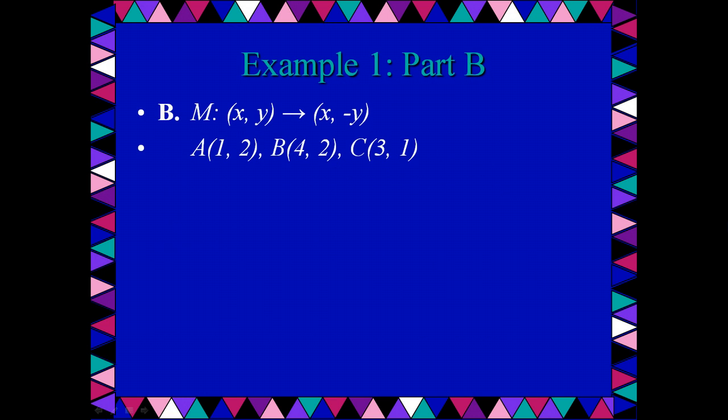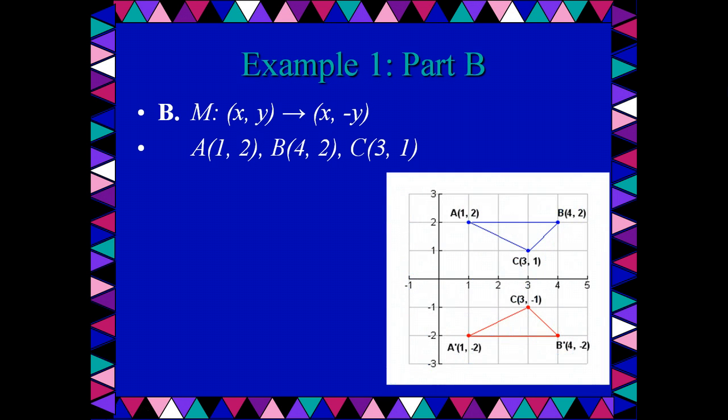Let's look at part B. This time we are mapping (x, y) onto (x, negative y). So all of the x coordinates will stay the same, but our y's will become negative. So we start with ABC, and that would be our blue triangle. And this time we make all of the y's negative, and we get the red figure that you see there, A prime, B prime, C prime. This would be a mirror image. It is a reflection across the x-axis.